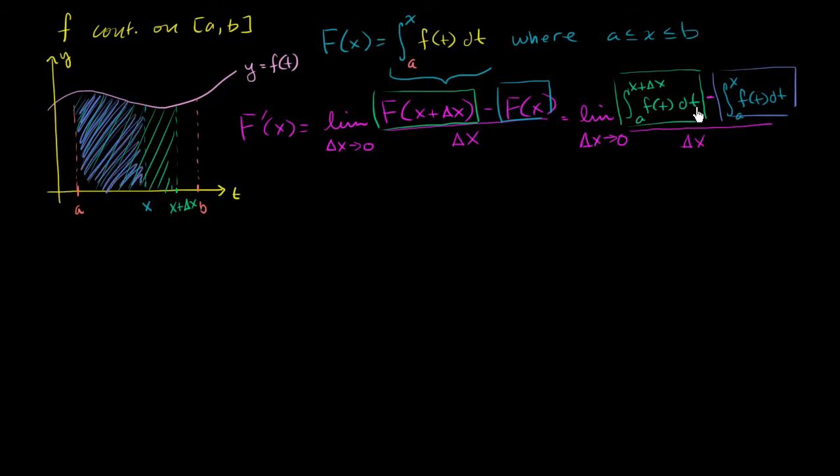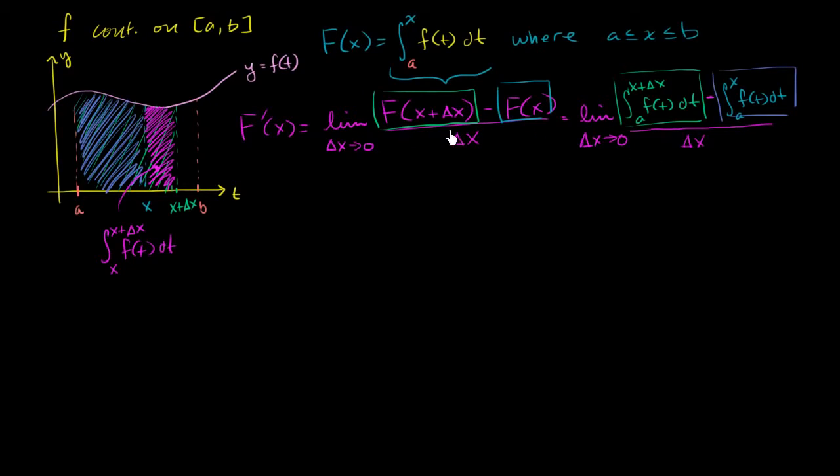So if you were to take all of this green area, which is from a to x plus delta x, and subtract out this blue area, which is exactly what we're doing in the numerator, what are you left with? Well, what color have I not used yet? I'll use this purple color. You're going to be left with this area right over here. So what's another way of writing that? Well, another way of writing this area is the definite integral between x and x plus delta x of f of t dt.